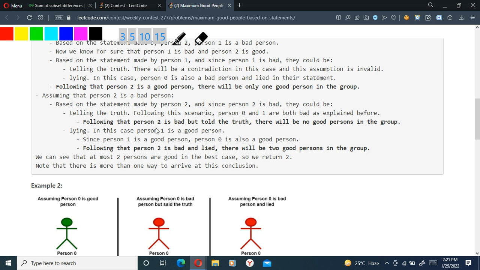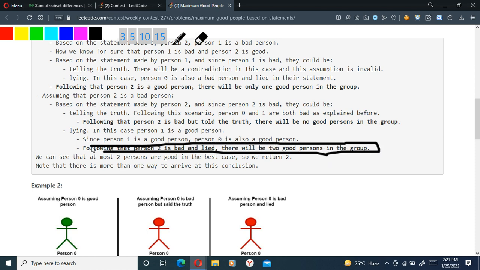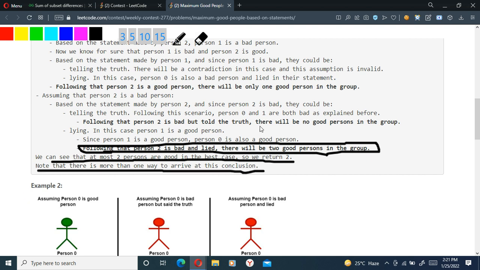Surely. Got that. So following that, person 2 is bad and lying, since person 1 is a good person and person 0 is also a good person. Following that, there will be two good persons in the group. Assuming this is the assumption that is made, we can say that at most two persons are good in the best case. So we return true. Note that there is more than one way to arrive at the conclusion.